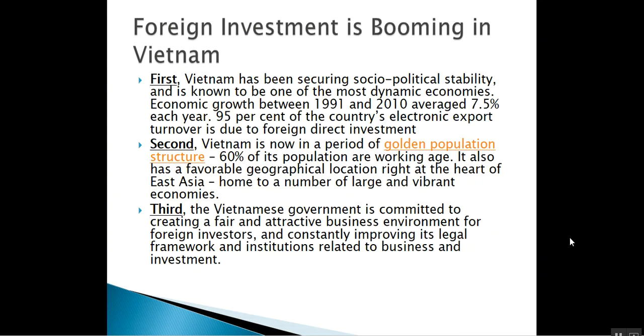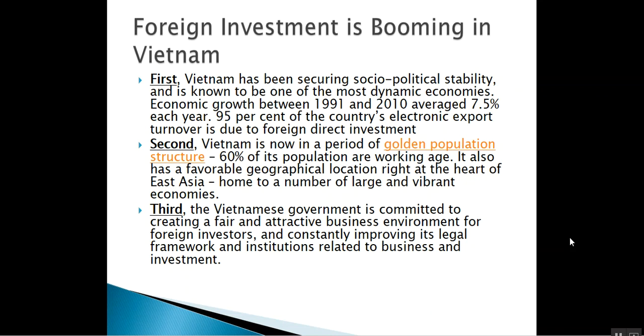Why has Vietnam become so attractive? It's because of the social political stability in the country. It's become one of the most dynamic economies around. Growth is up around 7.5% per year.